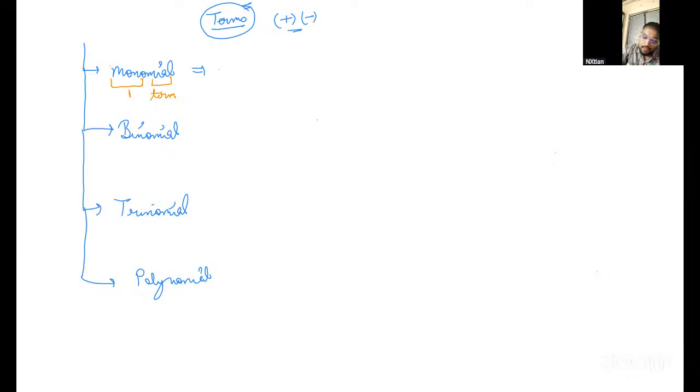For example, 2xy. Only one term is there, or 7y squared, or 8x squared. So this has only one term. It's called a monomial. Okay, understood? Bi means two. Mial means term. So if it has two terms, then it is called a binomial, like x plus y.